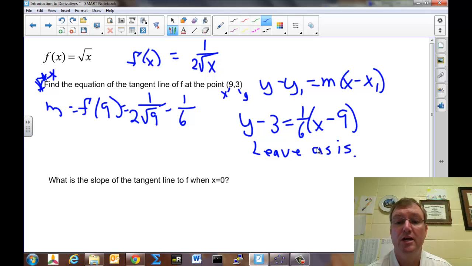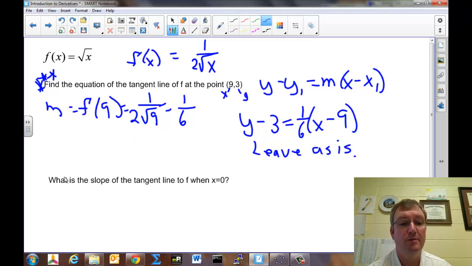Because here's the reason. If this is a free response question and you leave this answer here and it's correct, you will get credit for it. If you go further than this and make a mistake, you will not get credit. So leave this problem as is unless you're told to specifically get it in slope-intercept form. So that would be an acceptable answer. This was not an acceptable answer in Algebra 1, but it is an acceptable answer in AP Calculus.